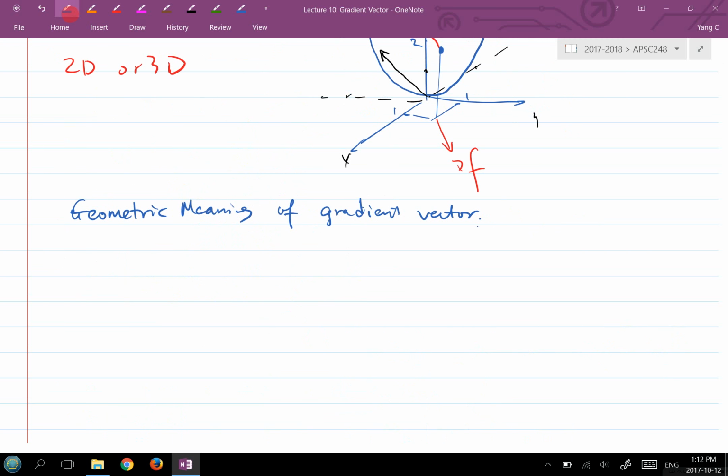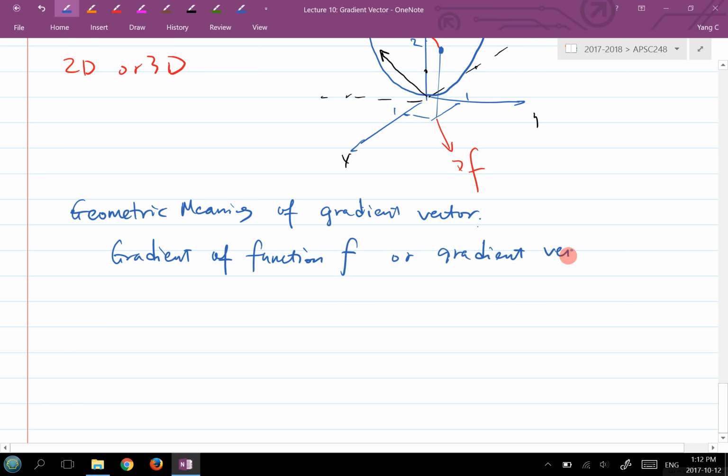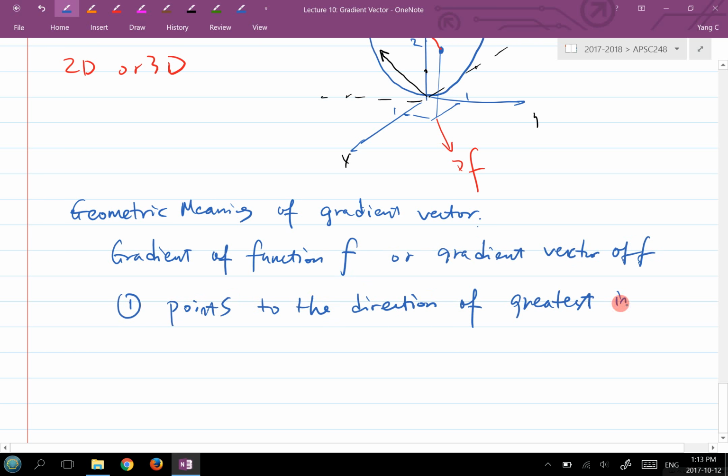It has two meanings in it. First of all, let me write down: the gradient of a function f, or gradient vector of f, points to the direction of the greatest increase of function f.